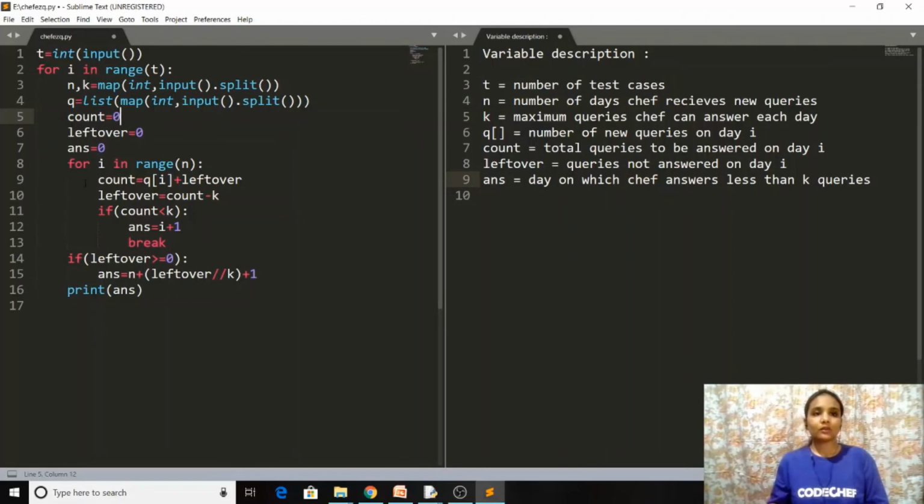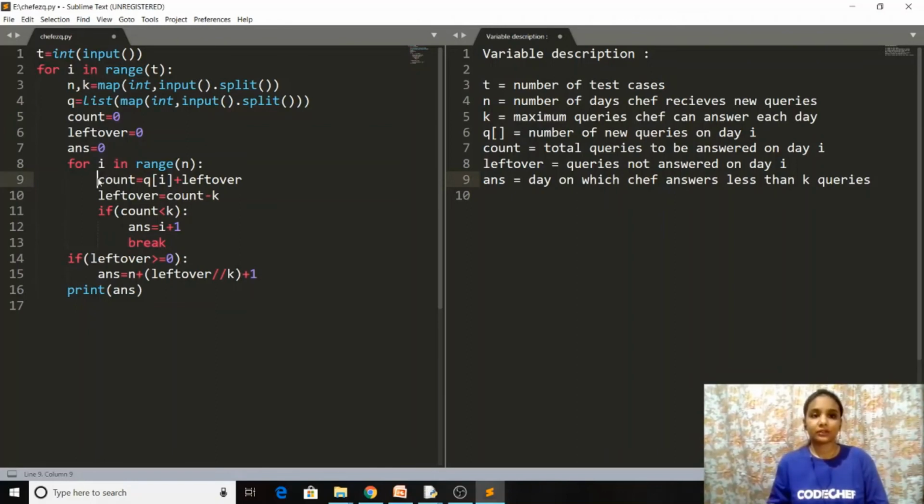Now our code will start from here. So we have initialized count, leftover, and answer variables. You already know about these variables because we have discussed them plenty in the entire explanation. So we'll quickly go on to the loop. Here we are iterating for each day when chef is receiving new queries, and as chef keeps on receiving new queries, we will first calculate the total number of queries that chef needs to answer on any particular day, and also we will find out the leftover queries that chef could not answer on that day.